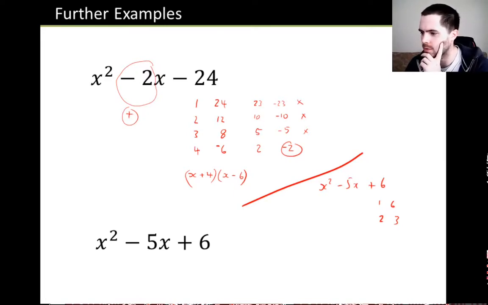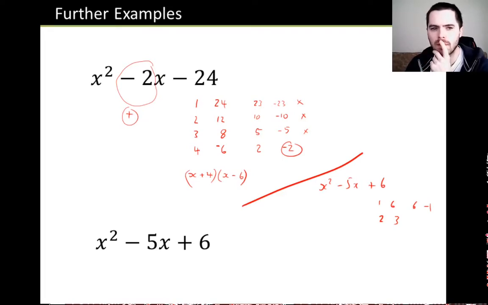And what about 2 and 3? 2 plus 3, that would give us 5. 2 minus 3, 3 minus 2. Well, okay, now we're having a problem. Here's the real issue. It's very tempting to say, well, why can't we do 6 and minus 1? Surely 6 take away 1, that gives us 5. So this is x plus 6 times x minus 1. Small problem. If we did 6 times negative 1, we wouldn't get this positive 6. We'd get a negative 6.